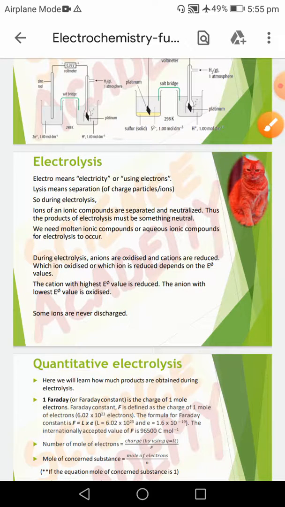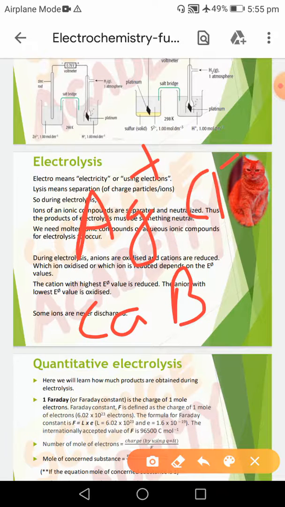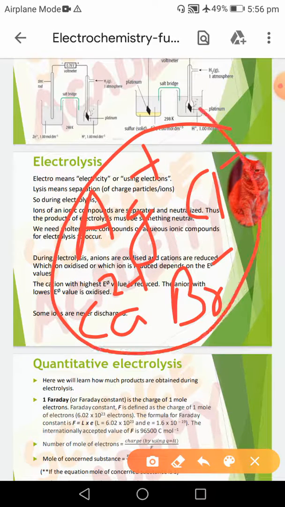For example, suppose a solution contains silver chloride and calcium bromide. If we carry out the electrolysis of this solution, then which is going to get oxidized and which is going to get reduced?